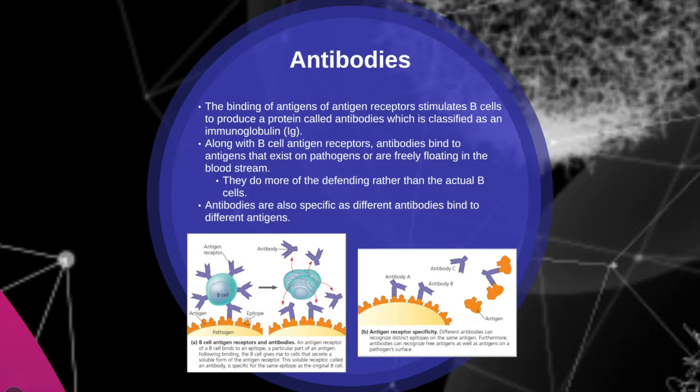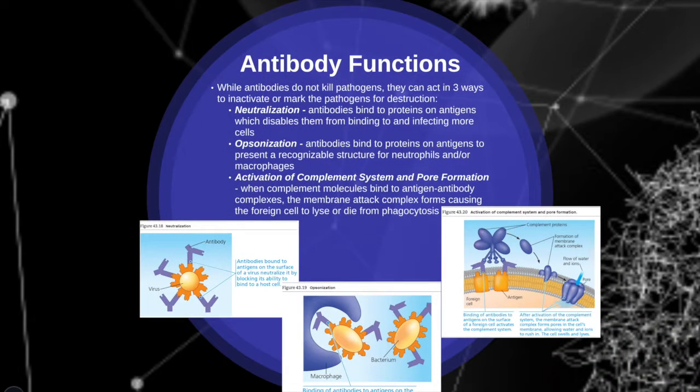We have to know that antibodies are also specific, as different antibodies bind to different antigens, and the type of antibody you get is determined from the plasma B cell that creates it. Now, antibodies don't actually destroy and kill pathogens, but they do inactivate them or inhibit their functions. And they can do this in three different ways.